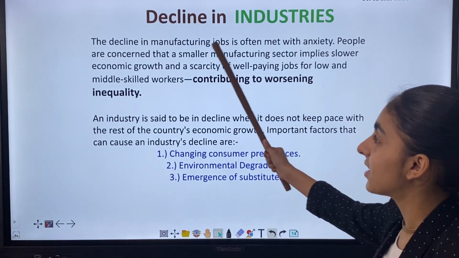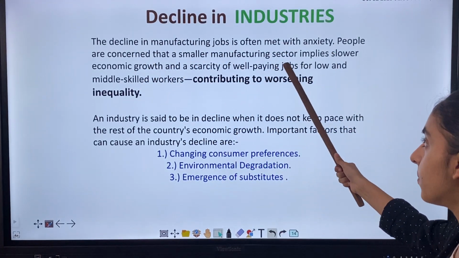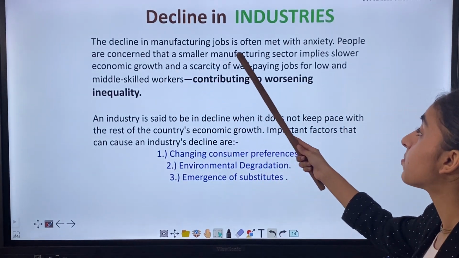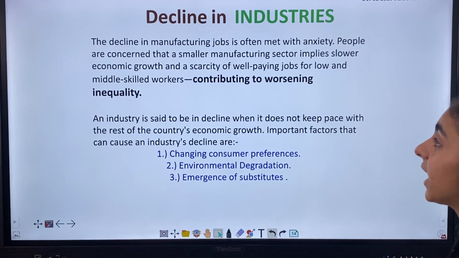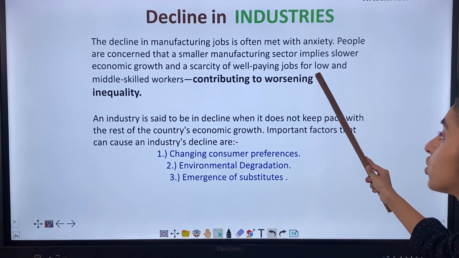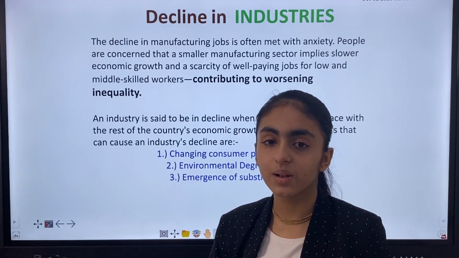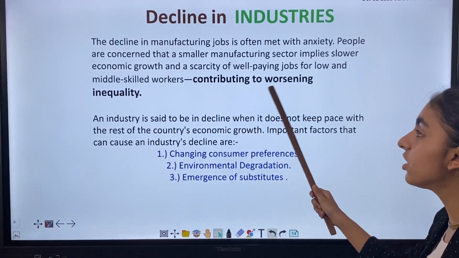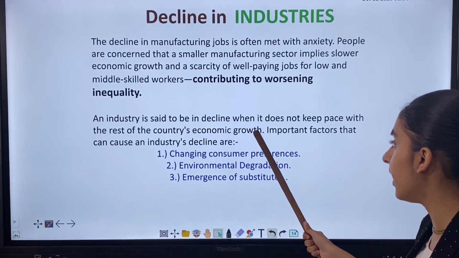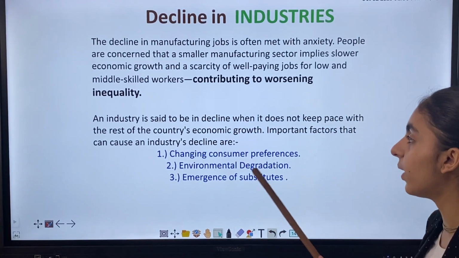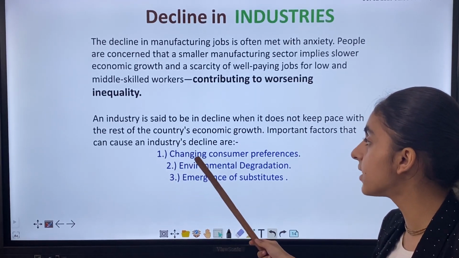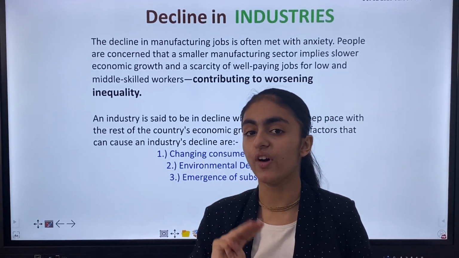Decline in industries. The decline in manufacturing jobs is often met with anxiety. People are concerned that the smaller manufacturing sector implies slower economic growth and a scarcity of well-paying jobs for low and middle-skilled workers, contributing to worsening inequality. An industry is said to be in decline when it does not keep pace with the rest of the country's economic growth. Important factors that can cause industrial decline are three.